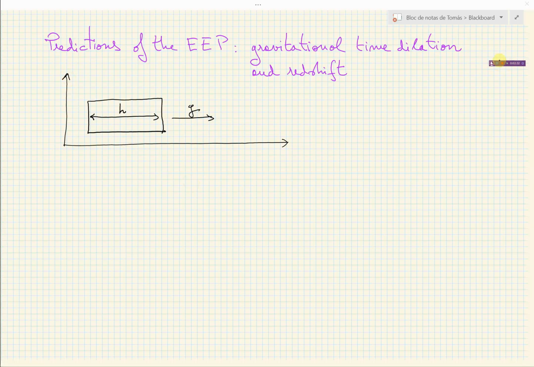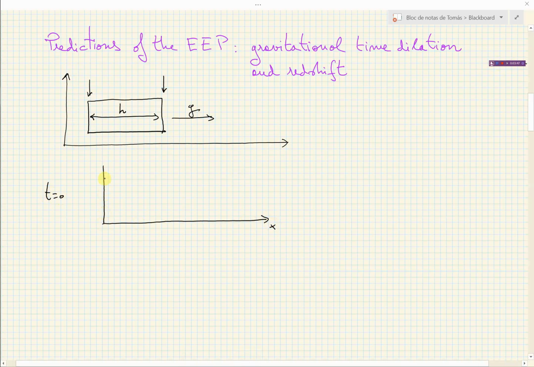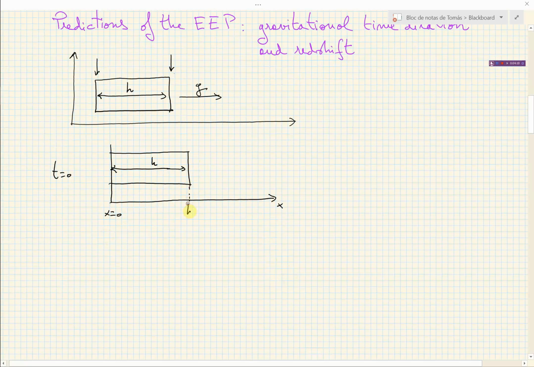Then in this setup, the bottom of the box, so this line here, and the top of the box represent points which have the same acceleration but which are separated by a distance h in the direction of the acceleration. Furthermore, we are going to assume that at time equals 0, the bottom of the box is at x equals 0. So let's describe the situation at t equals 0. We have the box with the bottom at x equals 0. This would be h. Then at this instant, t equals 0, we send a pulse of light from the bottom of the box, x equals 0, towards the top.